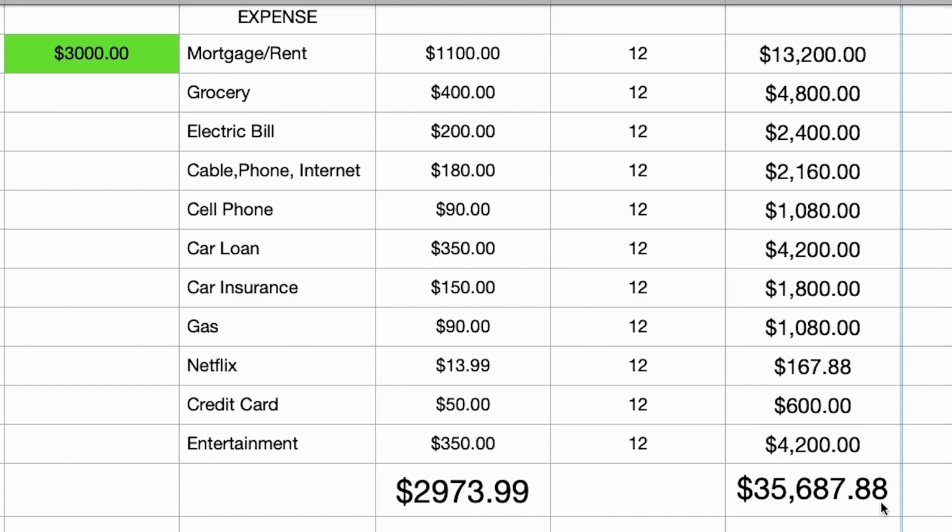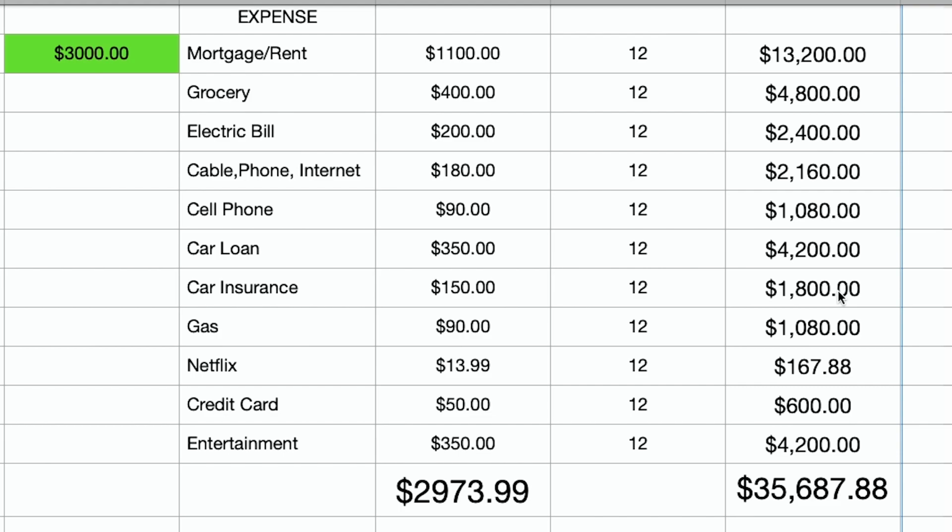a year to live. Now, I know when you look at these numbers, you're probably like, I had no idea that I was spending this kind of money on these things. I know this is not your budget, but if you haven't done it yet, go ahead and take your monthly number and times it by 12 and see if you have that aha moment. Like, I had no idea that for my cable, phone, and internet, it's $2,160 a year. Cell phone, $1,080 a year. Car loan for $350 a month, $4,200. You see, and it just keeps going on down.